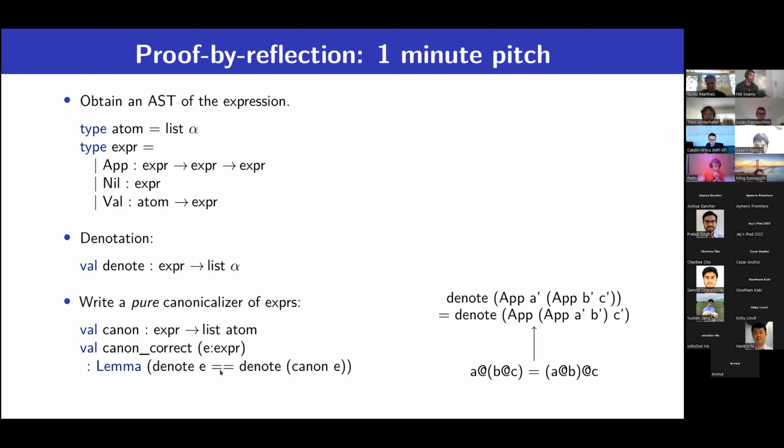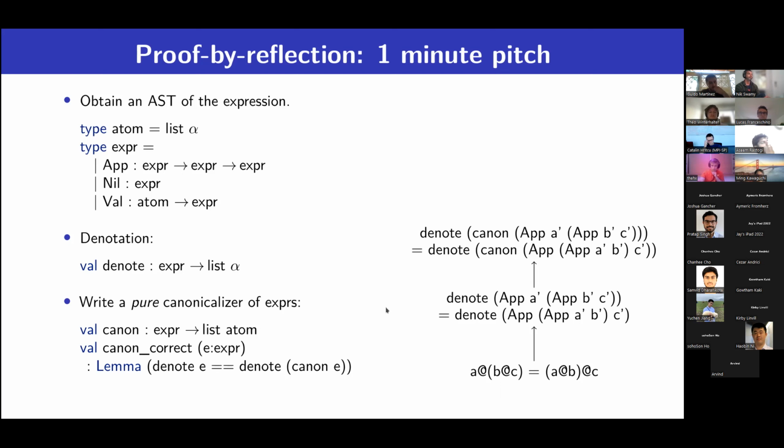But given that we have this lemma that the canonization is correct, we can simplify this goal into this one. Because the denotation of this thing is really the denotation of canon of this thing by this lemma, where E just takes this value, sorry, app A prime, app B prime, C prime. And once we have this, well, we can forget about the denotation, right? If we can prove that canon of this is equal to canon of this, then we're done. Because the denotation is a function, and if you give it the same thing, it's going to give you the same thing as output.